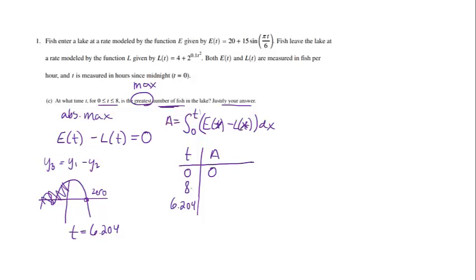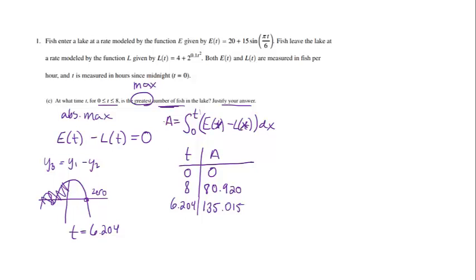The next thing I'm going to do is plug in 8. And when I plug in 8, I get 80.920. And then when we plug in 6.204, we get 135.015. And again, I'm just typing that right in my calculator, like how it looks.